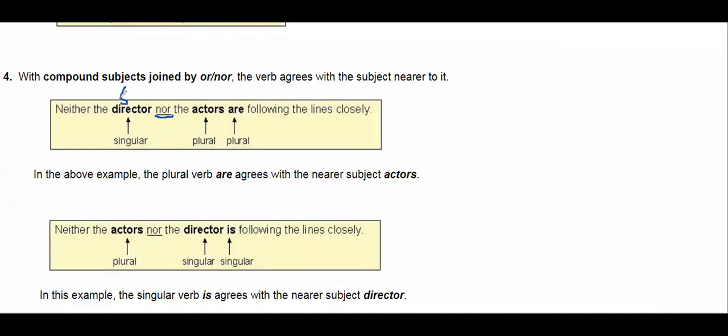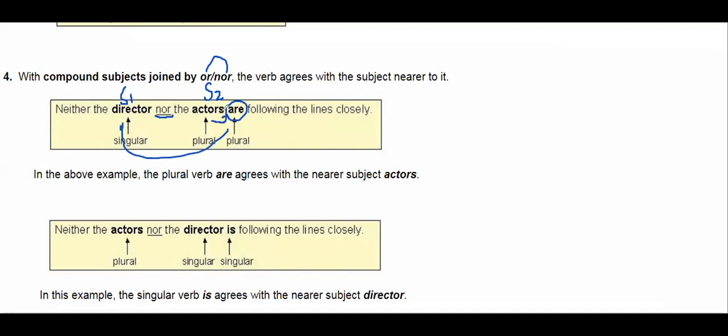The first subject is the director and subject two is the actors. Subject one is singular, subject two is plural. Your statement says that when you have two subjects joined by the conjunction or nor, the verb will agree with the subject which is closer to it. Which one is closer to your verb? Actors or director? Which is closer? Director? No, director is far away.